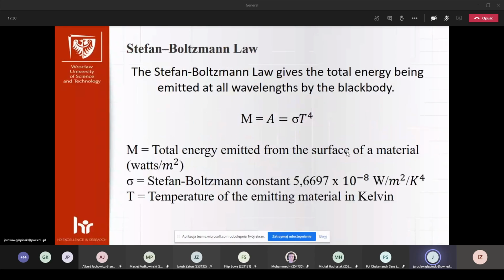So this is the Stefan Boltzmann law, and it gives us the theory that the total energy emitted by the black body is given by this equation. We've got the total energy emitted from the surface of the black body, this is the Stefan Boltzmann constant, and this is of course the temperature of the black body.